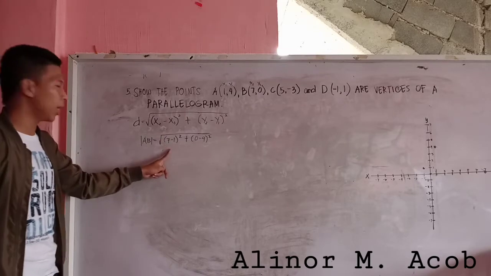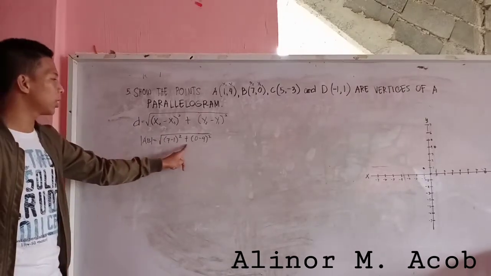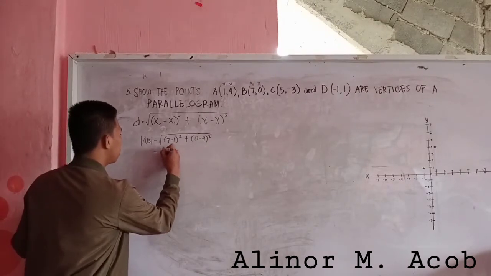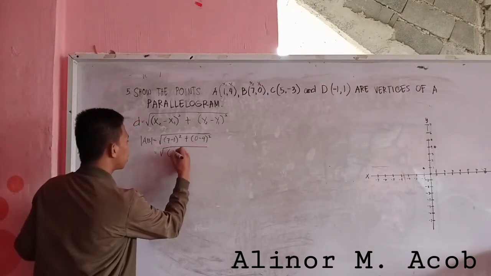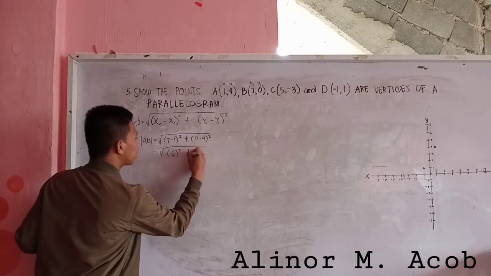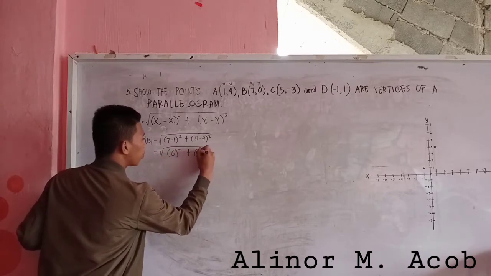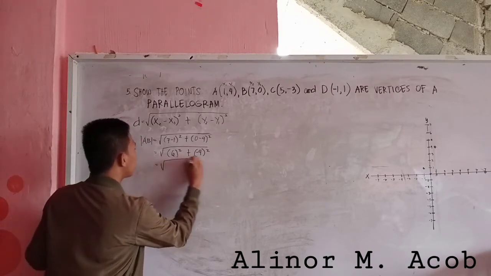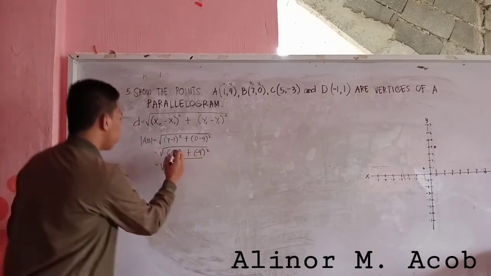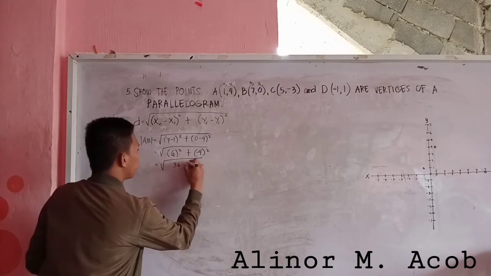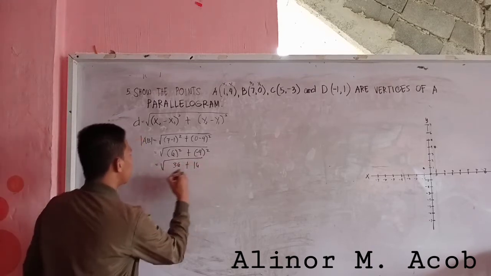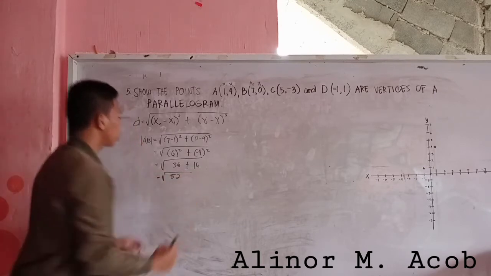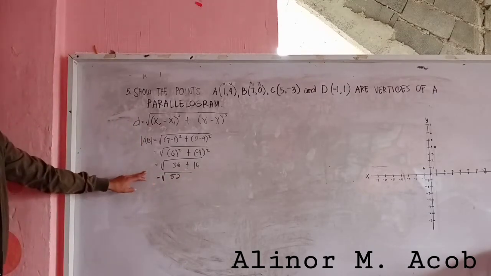So ito yung pinalabasan. 7 minus 1 squared plus 0 minus 4 squared. So pagkatapos, magiging 6 squared plus negative 4 squared. And then, isosolve mo lang ito. So 36 plus 16. Ang ginalabasan is square root of 52. So ito yung first point natin.